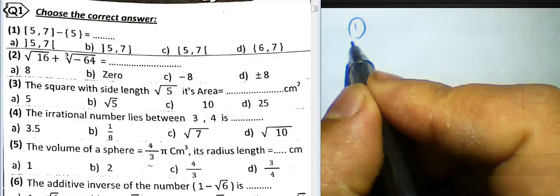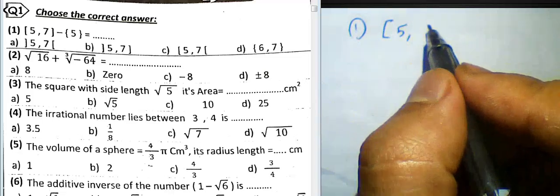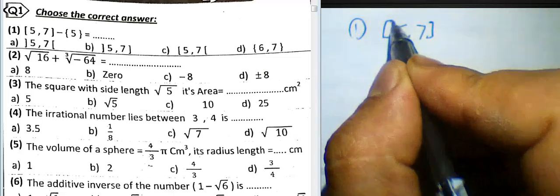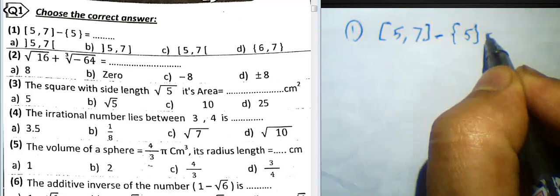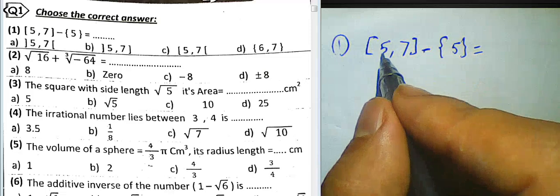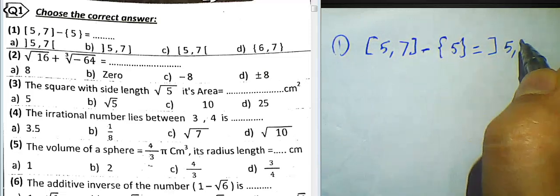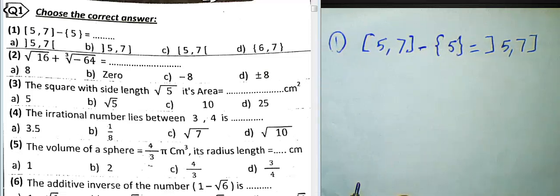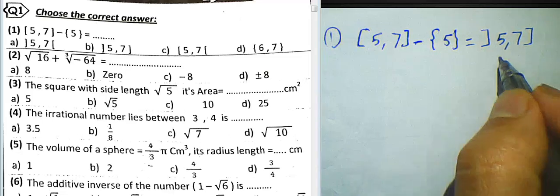Number 1, the interval [5, 7] closed interval, subtract the set {5}. The result will be what? We can cancel the digit 5 from the interval. The set will be open at 5 and closed at 7. We must choose letter B for question number 1.